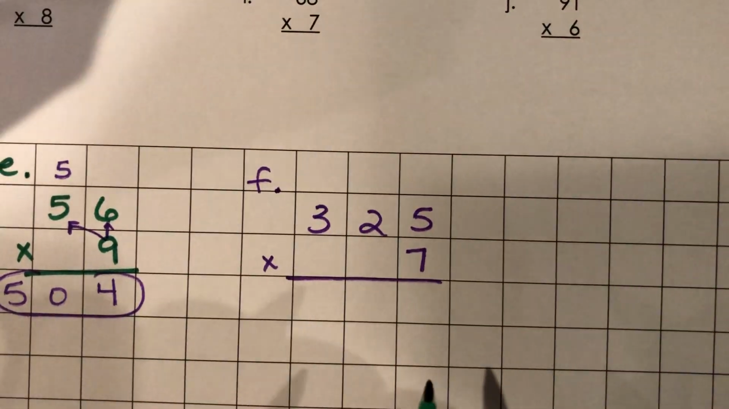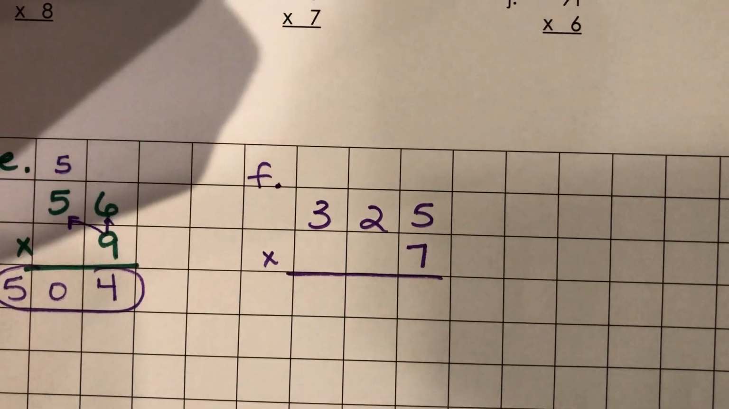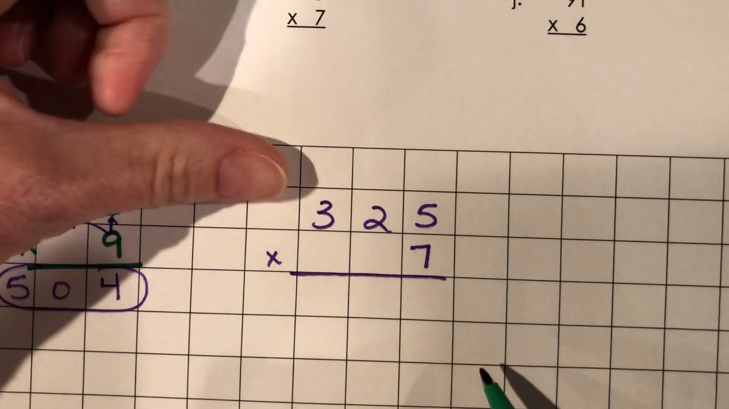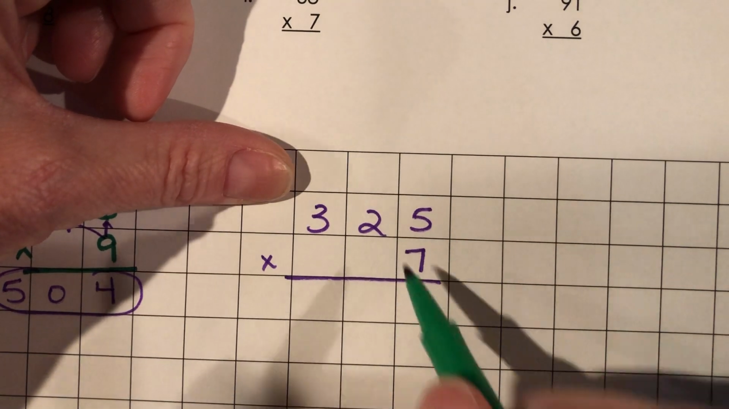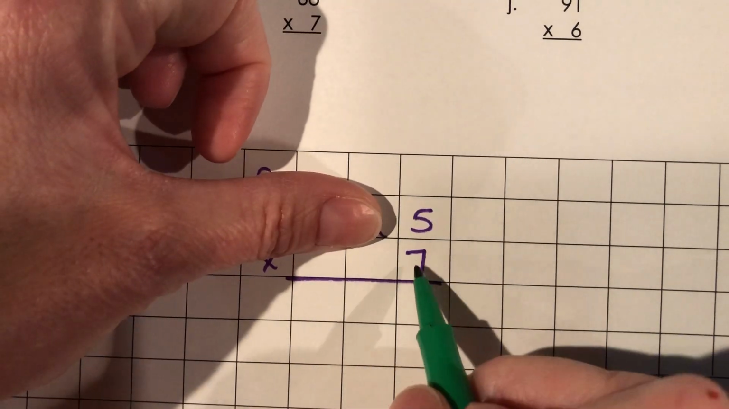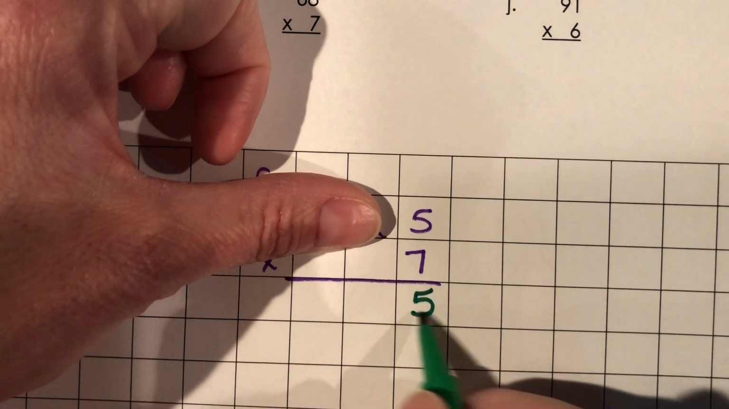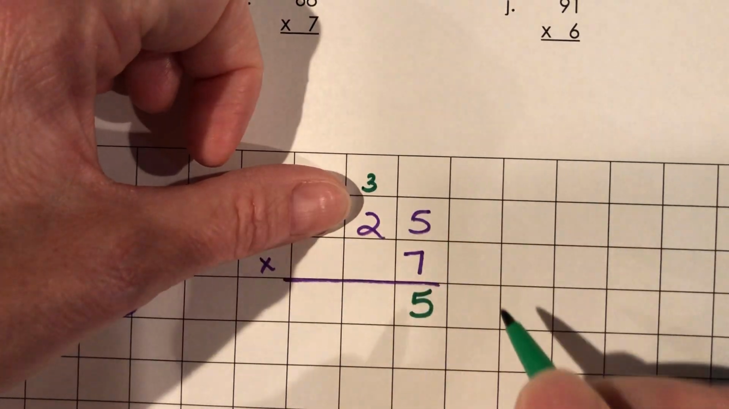Okay. I know there are 3 numbers, but with the standard algorithm, it doesn't matter if there are 10 numbers up here. We use the same exact form. We're going from the 1s to the 10s to the 100s in terms of the order. So I know that 7 times 5 is 35. I'm going to write my 5 and carry my 3.